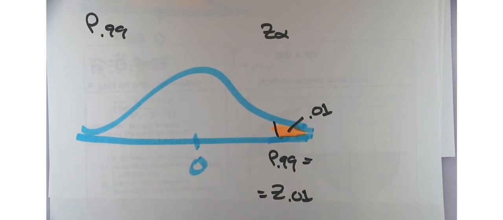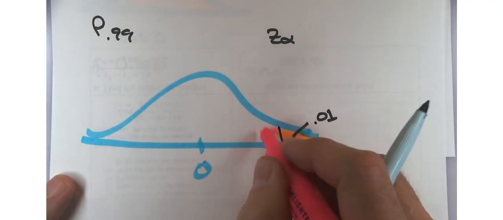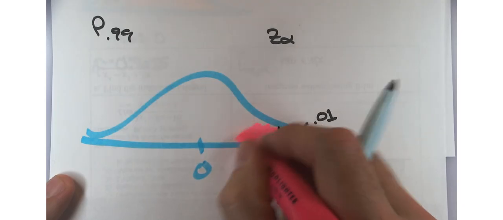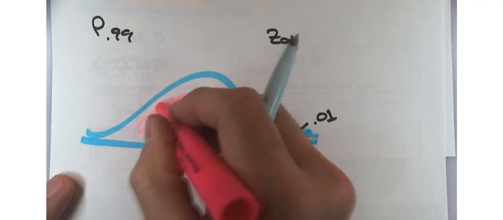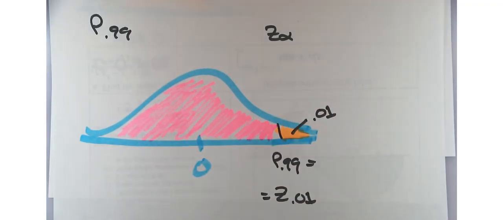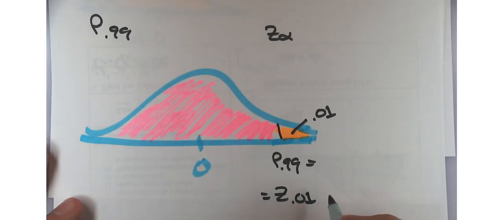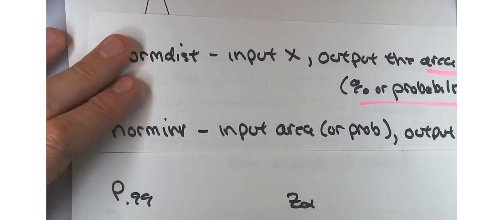So, okay, we want Z sub 0.01. What do I have to look up on Google Sheets in order to get Z sub 0.01? Let's start with this. Am I going to use the norm distribution or the norm inverse command? Which one do you think?